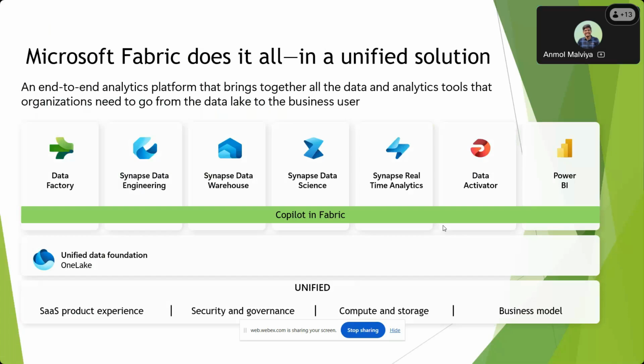As you can see, Microsoft Fabric does it all in a unified solution. It is an end-to-end analytics platform which brings together all the data and analytics tools which an organization needs to go from the data lake to the business user. To understand it in simple terms, I will first walk you through the end-to-end process. Whenever starting a project, the data is lying in various sources and in various formats. It can be on a cloud source, or on a local machine, and it can be in various formats like Parquet, CSV, or Excel.